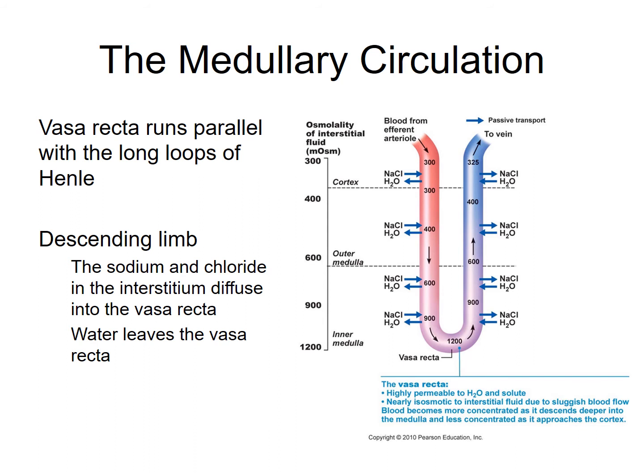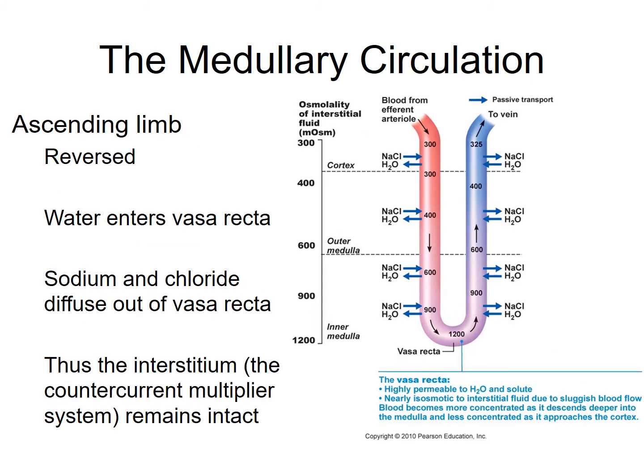Now, in terms of the vasa recta, this is that long blood vessel that follows the loop of Henle both down and up, and this was called a countercurrent exchanger earlier on. So in the vasa recta, in the descending limb, you're going to see sodium and chloride diffusing into the vasa recta in the descending limb. And again, that's going to be on the left here. You can see that sodium and chloride are going in as you go deeper, and water is going to be leaving as you go deeper and deeper.